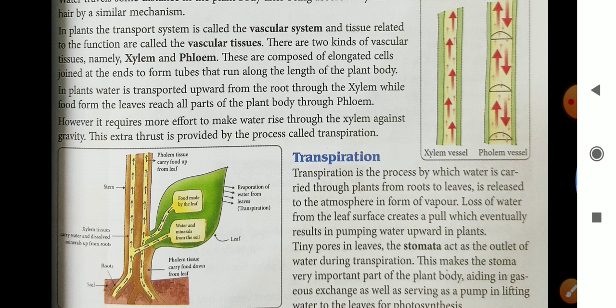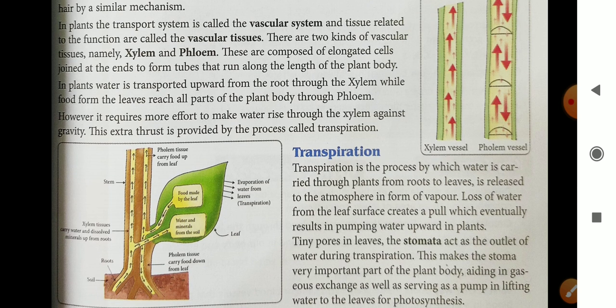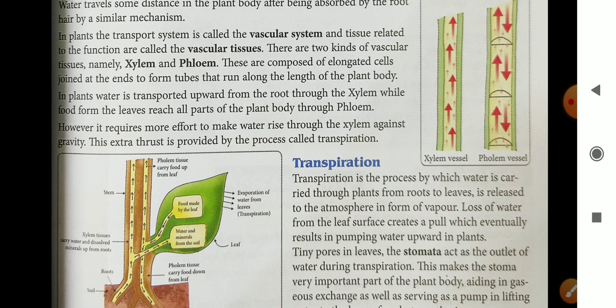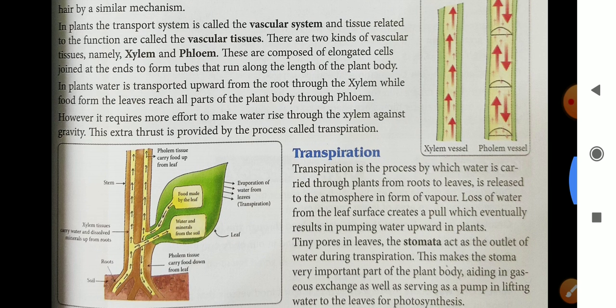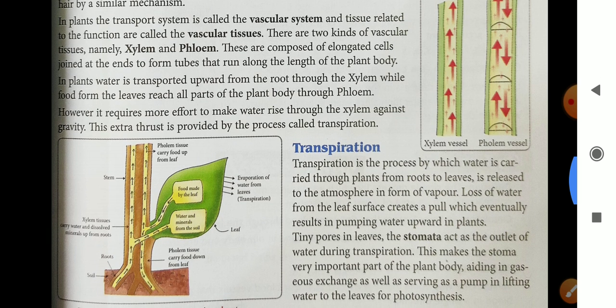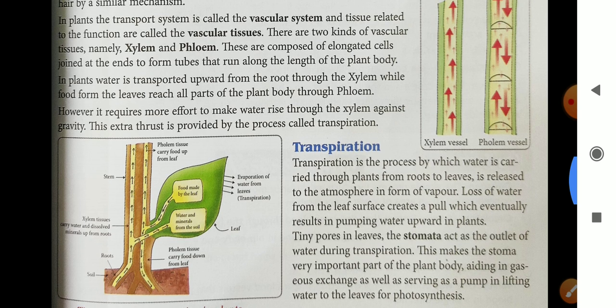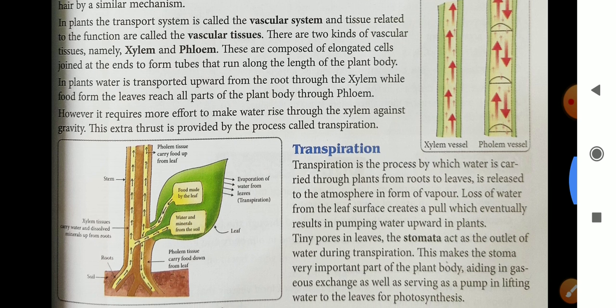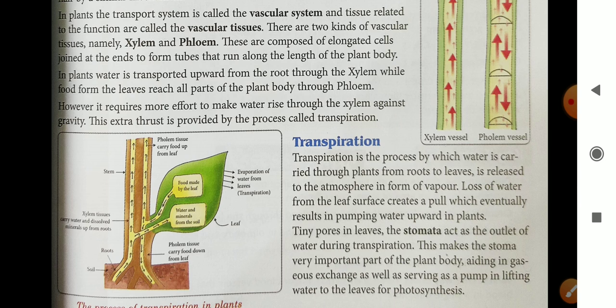Xylem moves upward. It takes the water from the root and transfers it to different parts of the body of the plant. And phloem takes the prepared food from the leaves and transfers it to different parts of the plant. So it requires more effort to make water rise through the xylem against gravity. And this extra thrust is provided by the process called transpiration, because in xylem the water moves upward, which is against the gravity.